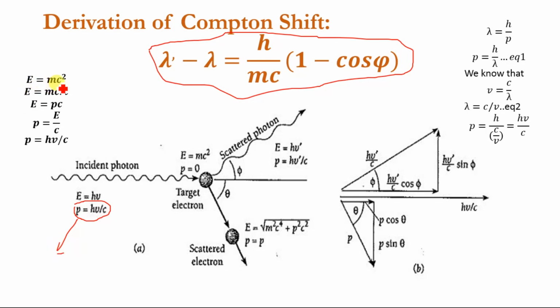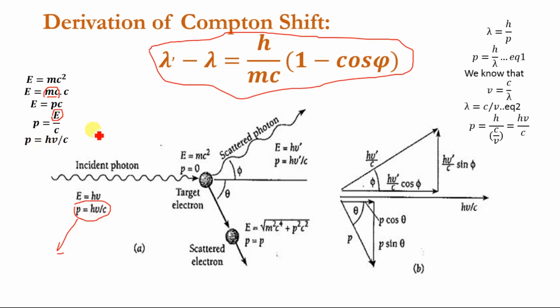E is equal to mc square. We can write this in the form of E is equal to mc dot c, where m is the mass and c is the velocity. We know that momentum is P is equal to mv, so we can write this equation as E is equal to pc, where P is equal to E by c. After putting the value for E, which is E is equal to h mu, which is Planck's equation, we can get P is equal to h mu by c.